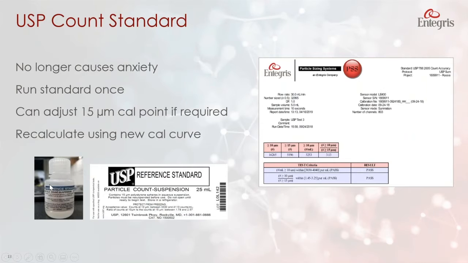Here's a picture of the USP count standard that you can purchase directly from the USP or from some other sources, such as Micromeasurement Labs or from Thermo Fisher. I used to be worried when I ran this in the field because each of these bottles costs about $650. And partly because of this anxiety of people in the field, we figured out a way where you can run it once and then make sure that you pass by making appropriate adjustments to the calibration curve.